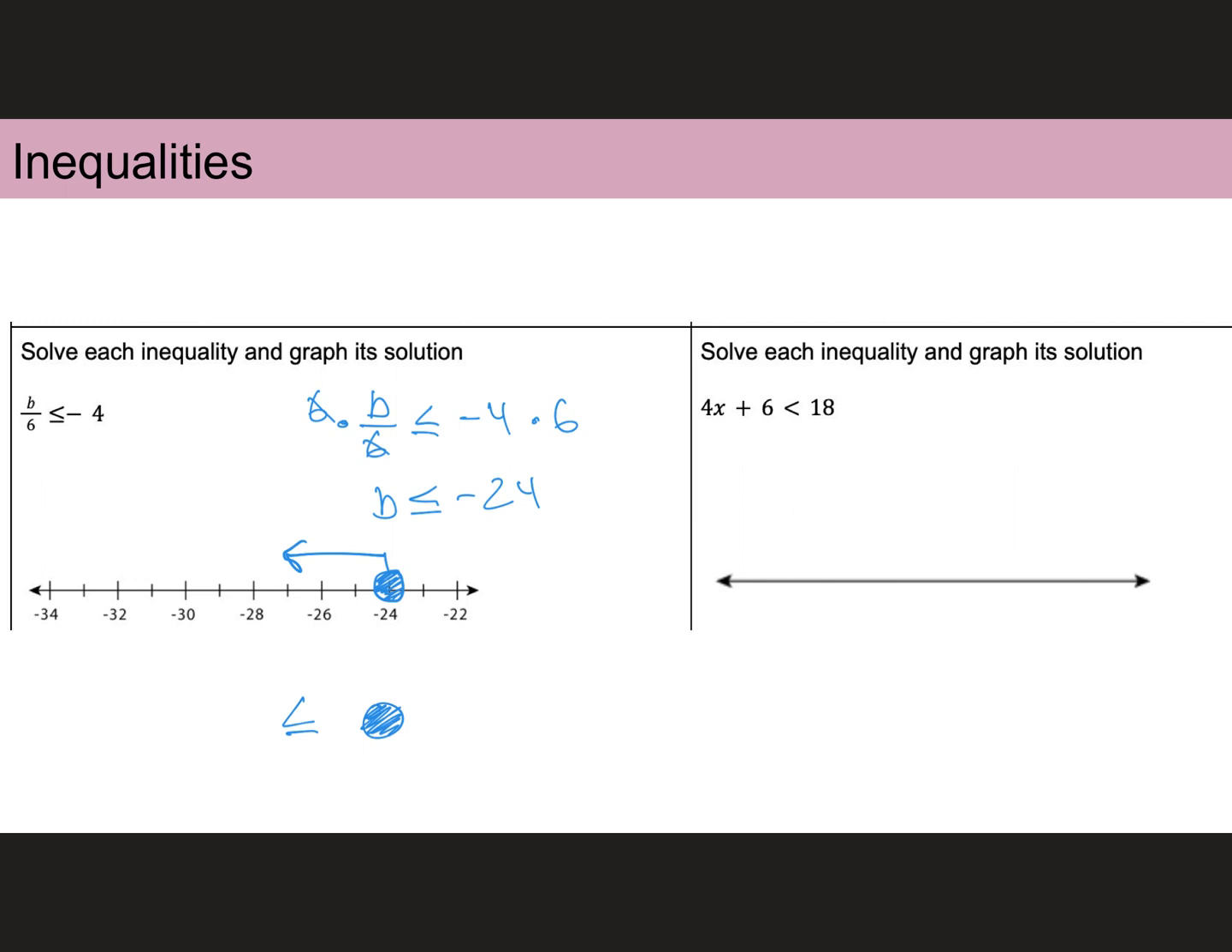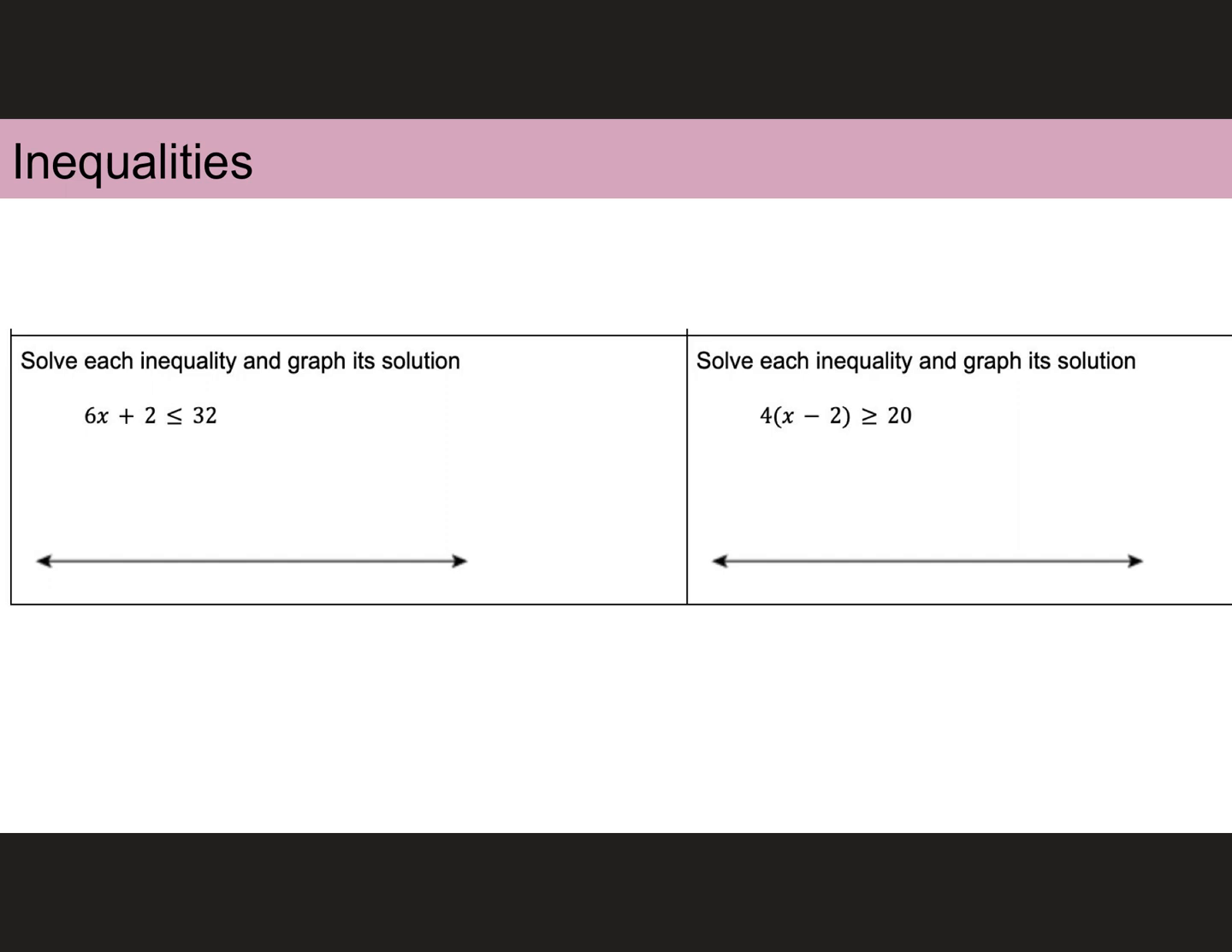Solve each inequality. Here's a two-step equation with an inequality. So I'm going to subtract 6 from both sides, and I get 4 x's are less than 12. Divide by 4, divide by 4. X is less than 3. So if my number line looks like that, because it is just the less than, I'm going to have a circle that's open. I go to 3, shade it in. What numbers are less than 3? All of these numbers to the left.